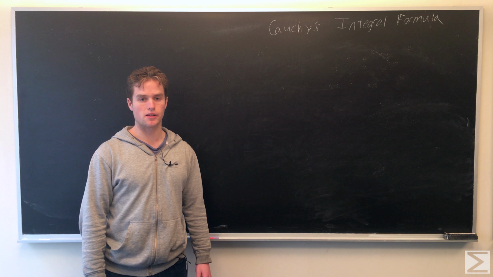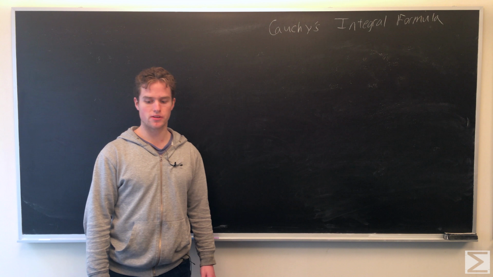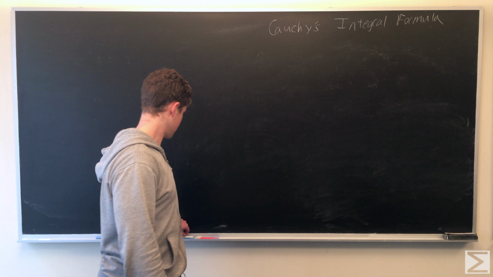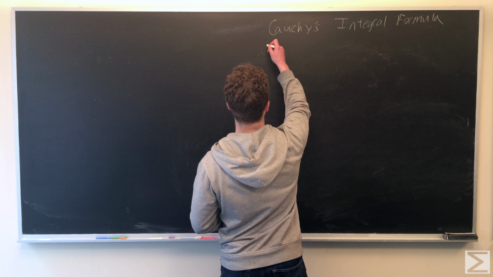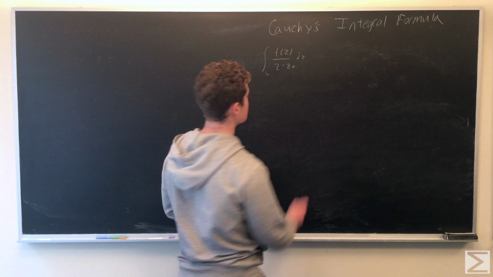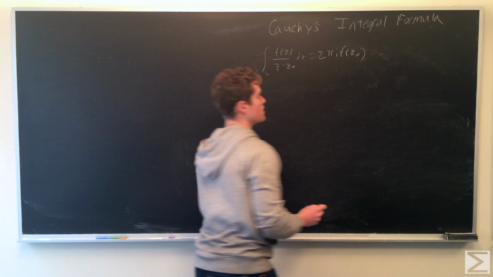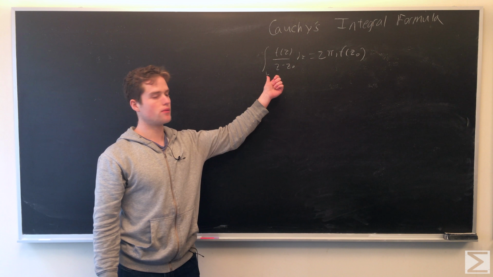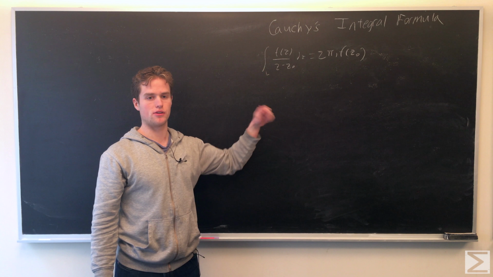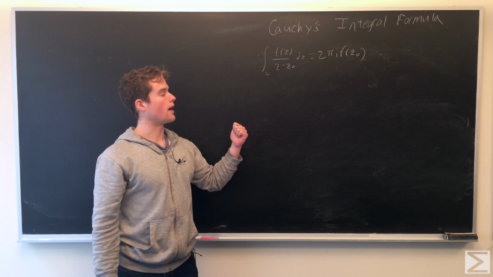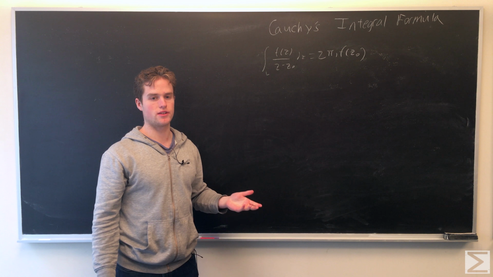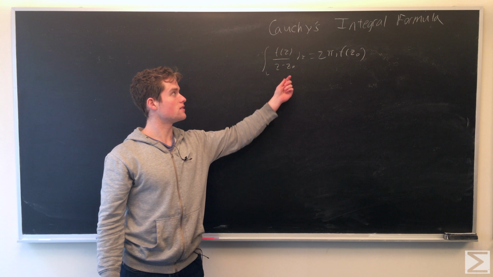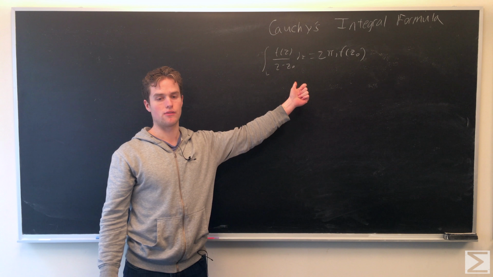For this video, we're going to talk a little bit about Cauchy's integral formula. So this formula says, it's a neat little formula that says f of z is analytical in some domain. We have a contour integral, a closed loop whose interior and the loop is contained within this domain. The integral of f of z over z minus z naught dz is 2 pi i times the value of f at z naught.